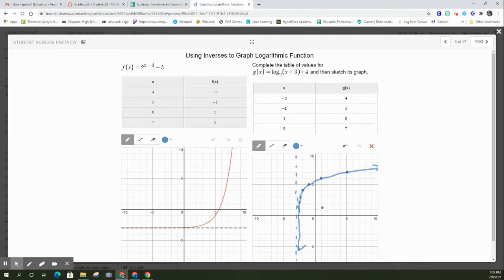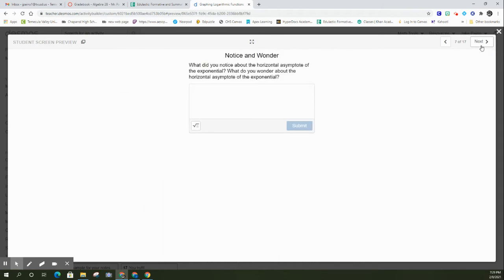I wonder if that's always true. You look at the graph: here it was k, here that -3 is h. So -3 was k, and it became h, and then h is now my vertical asymptote. Is that always true? I'm noticing those things, and I'm wondering if that's always true.